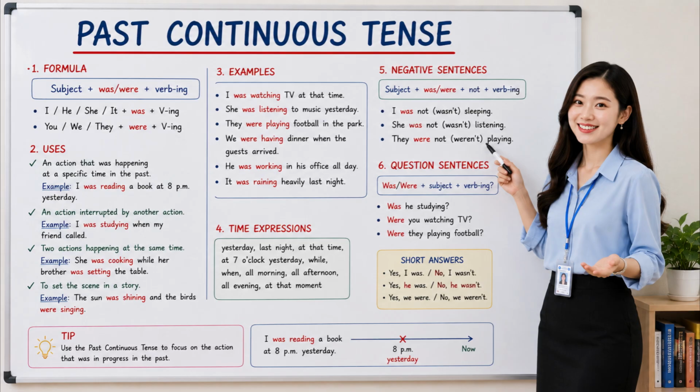Past simple versus past continuous. Past simple focuses on a completed action. I finished my homework. She visited her grandmother. Past continuous focuses on an action in progress in the past. I was doing my homework at 8 p.m. She was visiting her grandmother when I called.